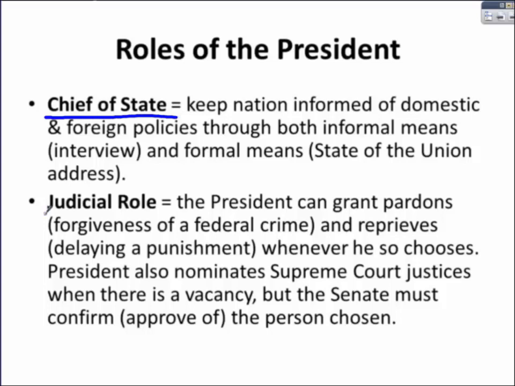The president also has a judicial role. As president, an individual can grant pardons, which is a forgiveness of a federal crime to people, and reprieves, which is the delaying of a punishment, whenever he or she so chooses. The president also nominates Supreme Court justices when there is a vacancy on the court. However, the Senate must confirm, which is simply to approve of, the person chosen. This only requires a simple majority.